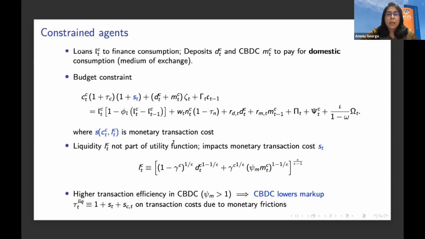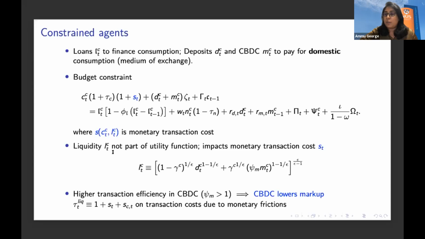The interesting part is with respect to their consumption spending. When they pay for their consumption, they have to incur the consumption tax, as well as some monetary transaction cost while spending. This monetary transaction cost depends on the amount of consumption as well as the liquidity service that is available to the constrained agents. Here, the liquidity service does not enter their utility function. It enters via the monetary transaction cost.